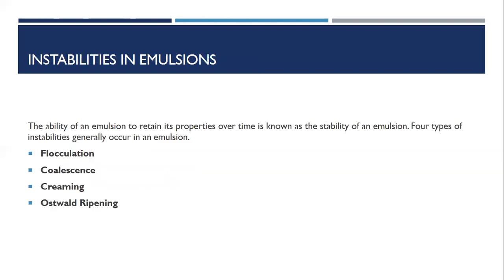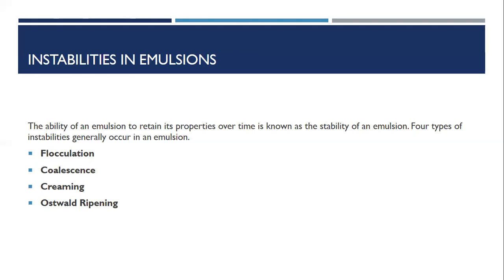The next is instabilities in emulsion. The ability of an emulsion to retain its property over time is known as the stability of emulsion. Four types of instabilities of emulsions are discussed. The first one is flocculation. When the particles or droplets of the dispersed phase aggregate together on account of attractive forces, the phenomenon is known as flocculation and results in an unstable system. Flocculation is mainly observed in case of oil in water type of emulsions.